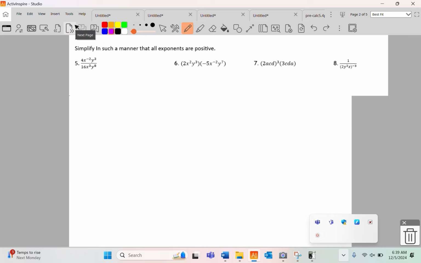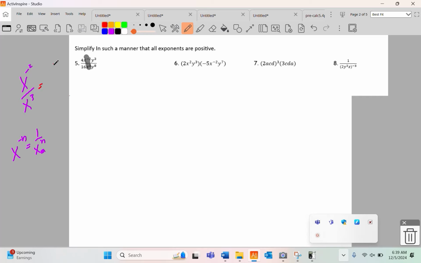All right, simplify in such a manner that all exponents are positive. Well, number 7 is pretty simple. So let's just look at number 5. Let's focus on like terms here. See that guy? Your x to the negative 2nd over x cubed. Use your property of x to the negative n is 1 over x to the n.